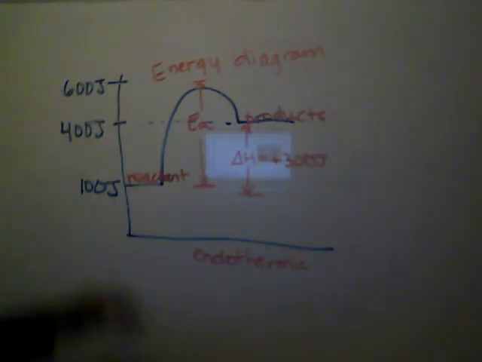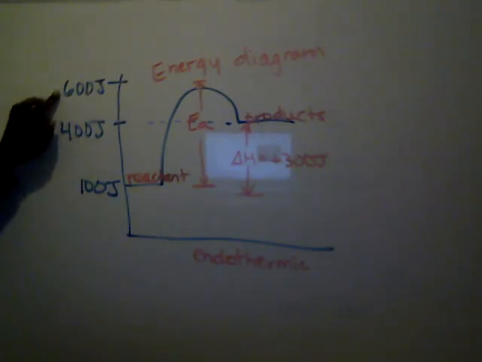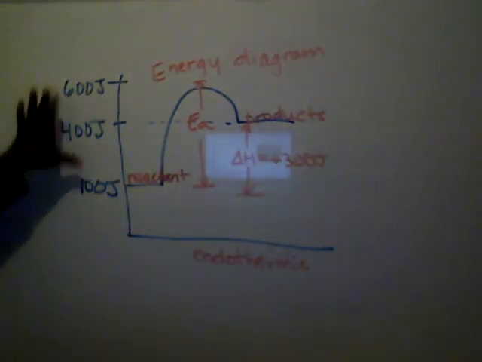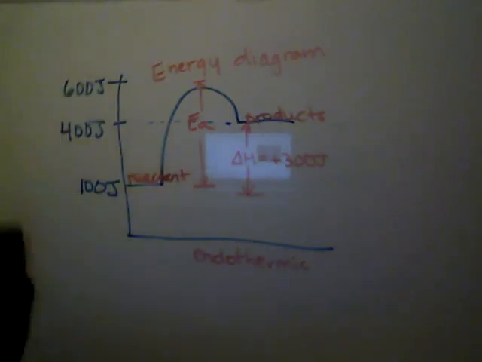So the activation energy, we started at 100, but we got to get all the way to 600 for the reaction to take place. So that activation energy of the forward reaction, if we're going that way, would be 500. We got to go from 100 to 600. So that's how much energy we have to absorb before we can make the products.